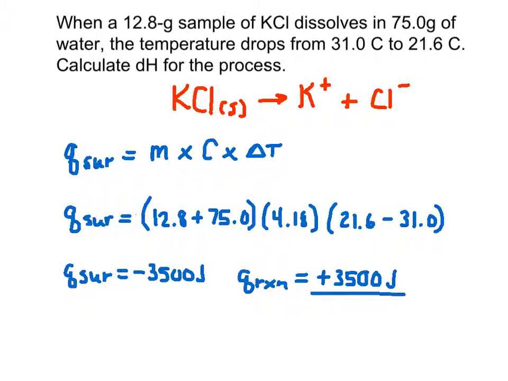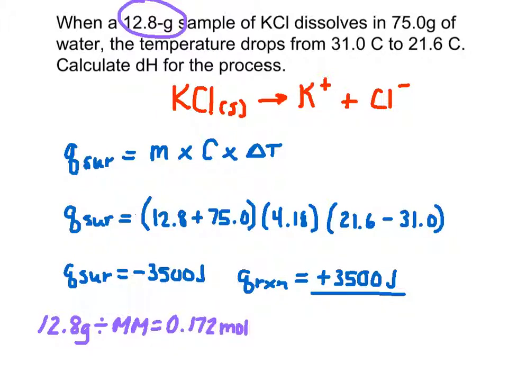All right, now I need to divide by the number of moles, so I'm just going to change colors here to do a side calculation. I have to take my 12.8 grams of the KCl, they show me that in the problem right up here. I have to divide that by the molar mass of KCl, and I should get 0.172 moles.